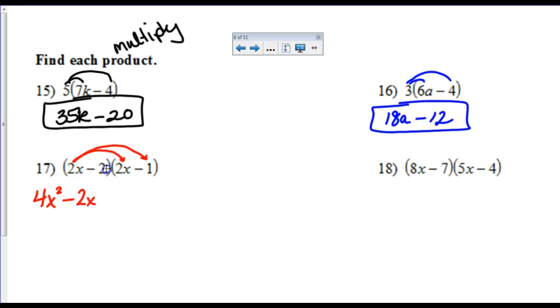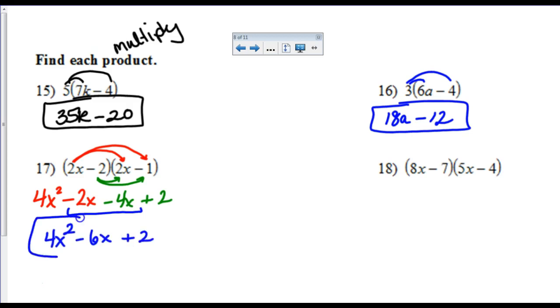You might remember this as being called FOIL when you were a small child. That's not actually the name. That's a cute little mnemonic device. Negative 2 times 2x is negative 4x. And then negative 2 times negative 1 is a positive 2. So this would not be an acceptable final answer because you do have some like terms here in the middle. So my final answer would be 4x squared minus 6x and then plus 2. There's a beautiful answer right there.